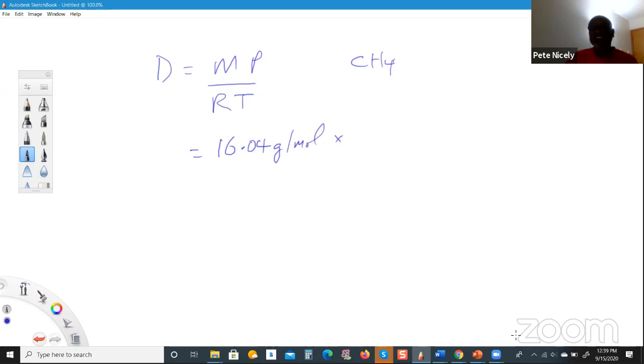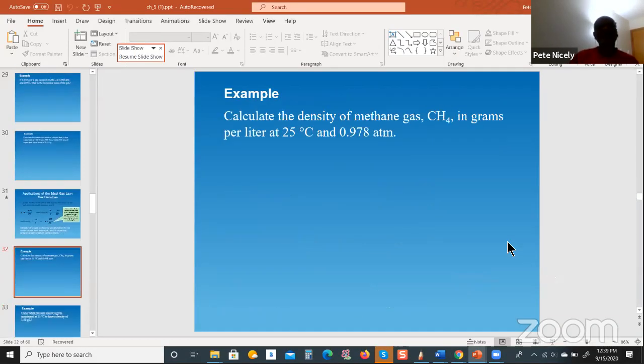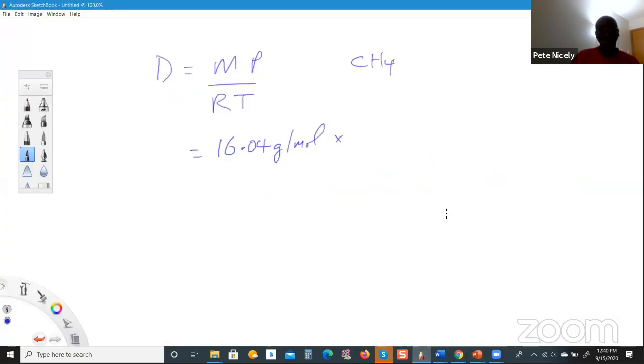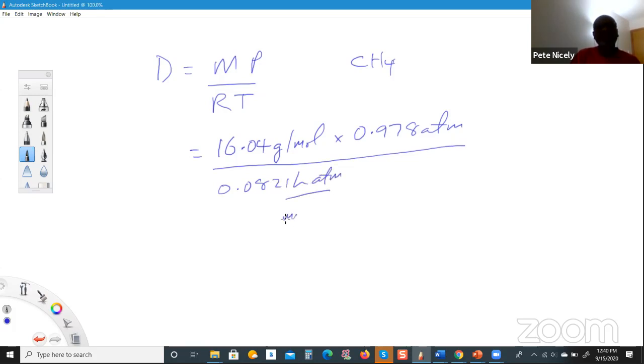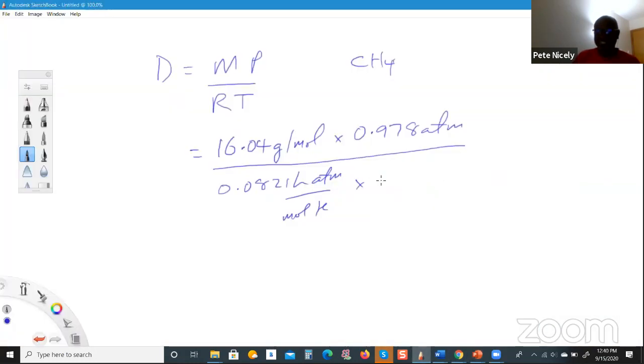And we're going to multiply by the pressure. According to the question, the pressure is 0.978 atmospheres. So we're going to put 0.978 atmospheres, all divided by R, which is 0.0821 liters atmospheres over mole Kelvin. And then we get to the temperature. What did the question say about temperature? The temperature is 25 degrees. So that means we have to convert that to Kelvin, and you're going to get 298 Kelvin.